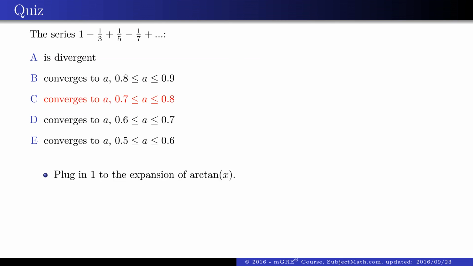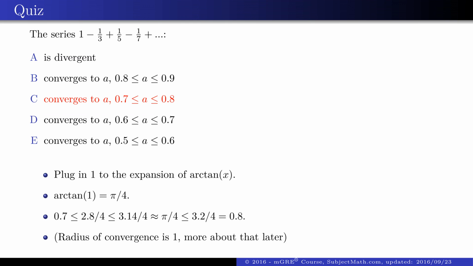It is C. Well, you just need to plug in 1 in the expansion of arctangent. Arctangent 1 is well known, and it is pi over 4, which can be estimated using these inequalities. Good estimation skills are important in the test. For completeness, let me mention that the radius of convergence for the arctangent series is 1, including the plus and minus 1. But more on that later.